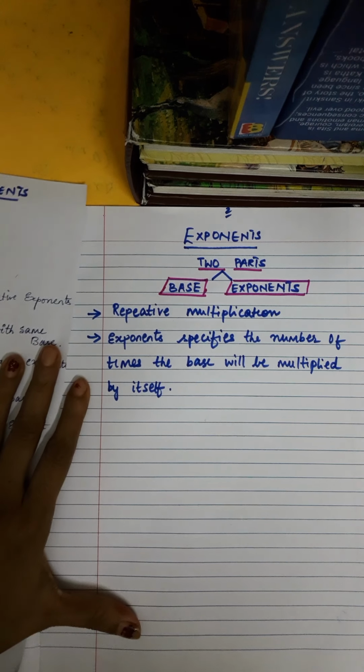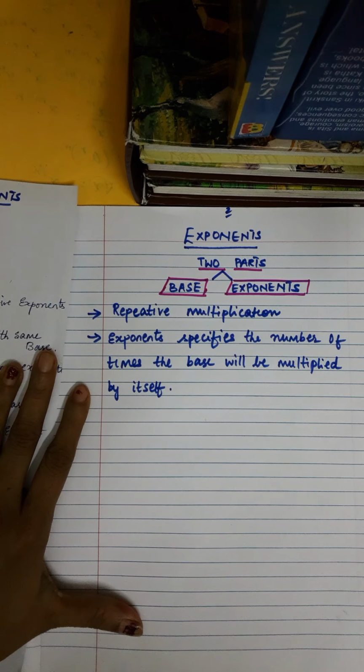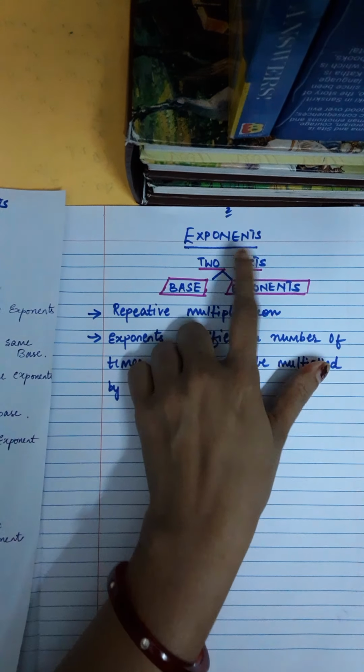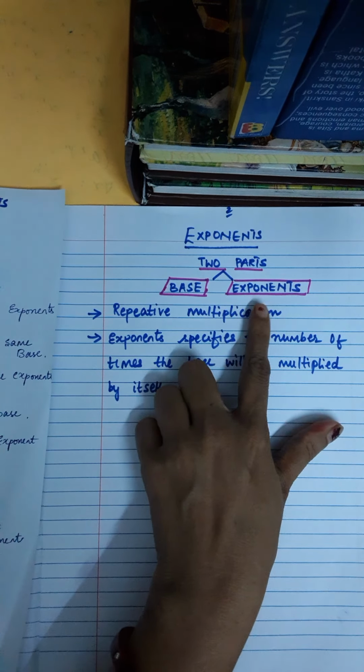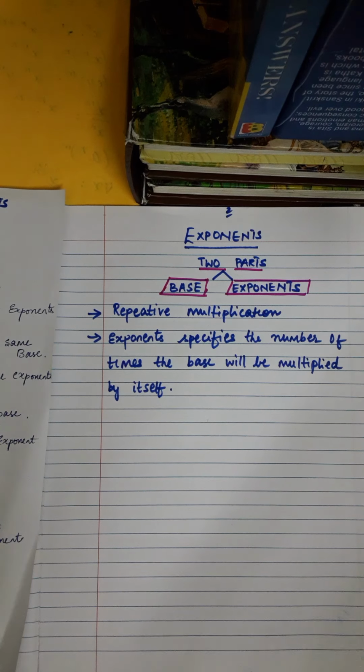Okay, so I'm going to explain this in a very simple manner. I'm not going to explain in a very elaborate manner. I'll try to solve more sums. So exponents have two parts. One is called the base, and the other is called the exponent. Exponents are nothing but repetitive multiplication. The exponent specifies the number of times the base will be multiplied by itself.